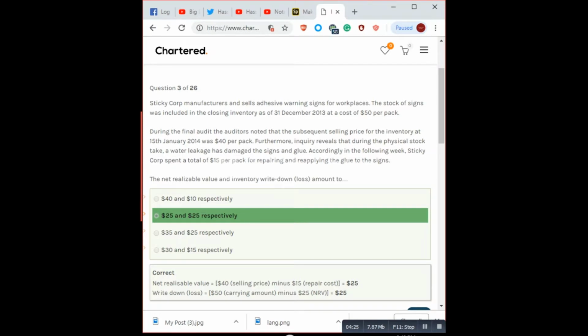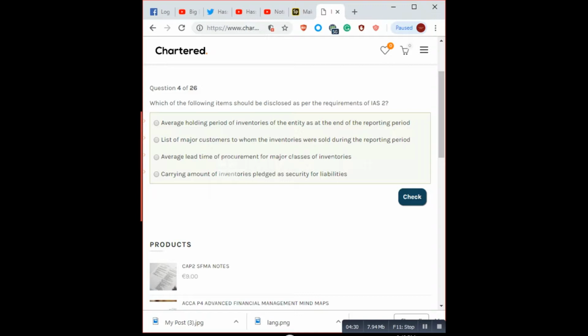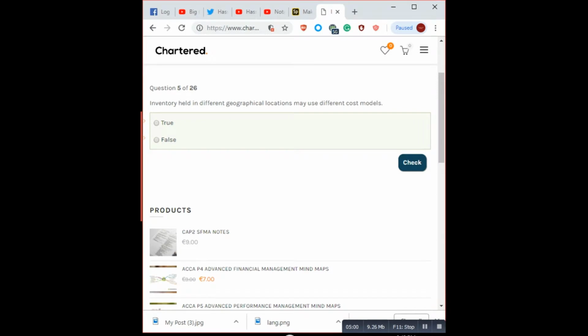Which of the following items should be disclosed as per the requirements of IAS 2? Average holding period of inventories of the entity as at the end of the reporting period? No. List of major customers to whom the inventories were sold during the reporting period? No. Average lead time of procurement for major classes of inventories? No. Carrying amount of inventories pledged as security for liabilities? That needs to be disclosed. Next, inventory held in a different geographical location may use different cost models. False, they have nothing to do with the locations.